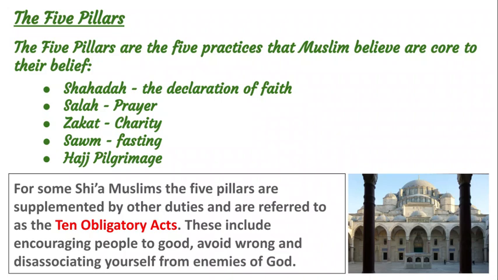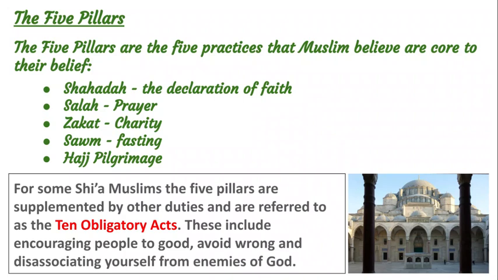Right, so the first thing that we're going to look at is the 5 pillars. Now, the 5 pillars are the 5 practices that Muslims believe are core to their belief. They are Shahada, which is the declaration of faith, Salah, which is prayer, Zakat, which is giving to charity, Saum, which is fasting, and Hajj, which is pilgrimage.